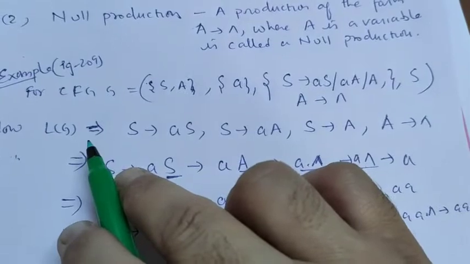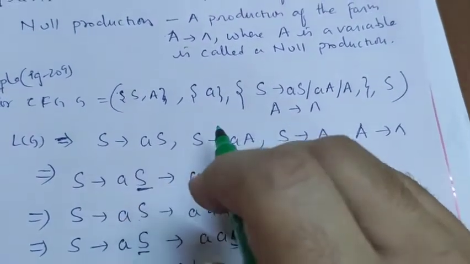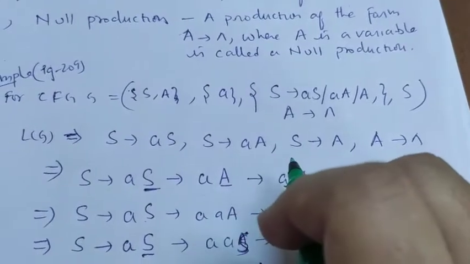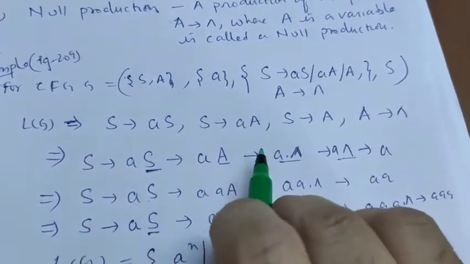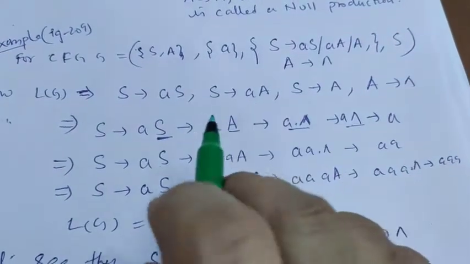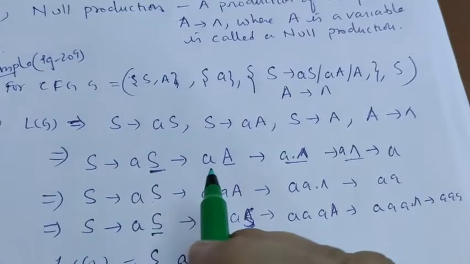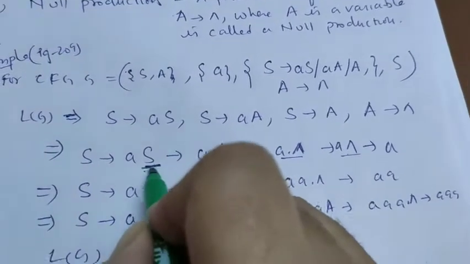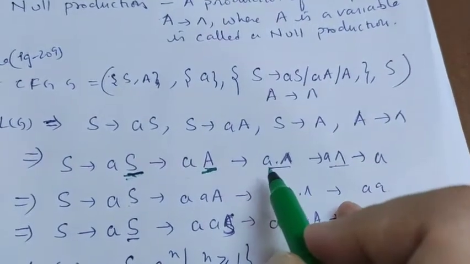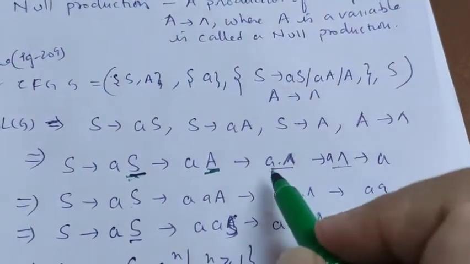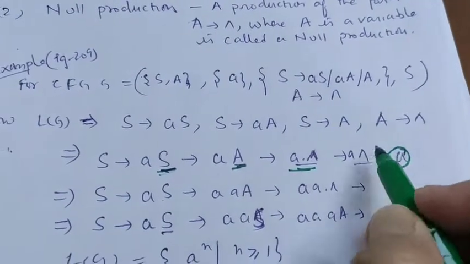For making the language L(G), we have the productions S tends to AS, S tends to A, and A tends to null. Now first we will make the language for this. We will derive some strings. S tends to AS. Then for this S, S tends to A, and then A tends to null, and then A. This is our first word.